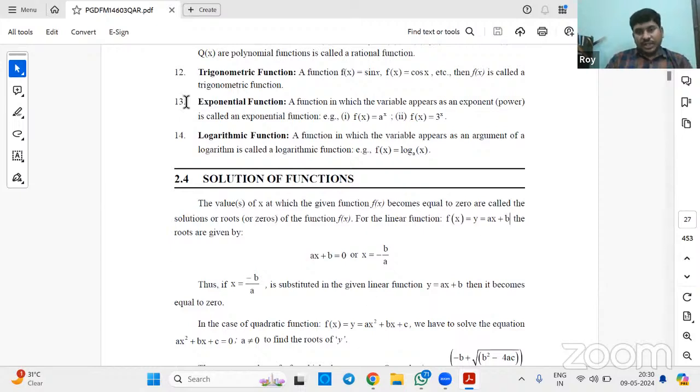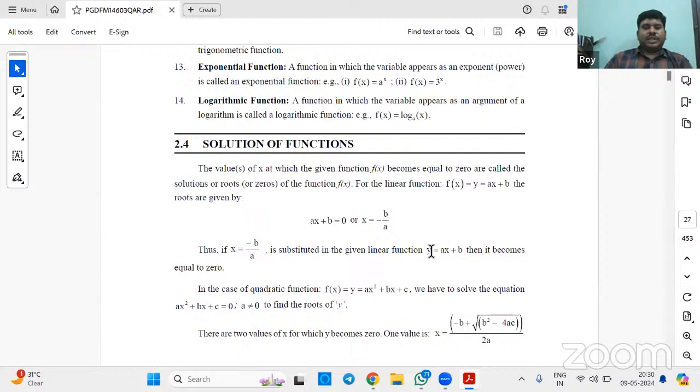We already saw what a linear function is about. The roots are given below. ax plus b is equal to 0, then x is equal to minus b by a. What is the solution for a function? Finding the x value is the solution for a function, many of the times, right? And when we substitute this in the equation of a linear function, its value should become 0, with x equal to minus b by a.